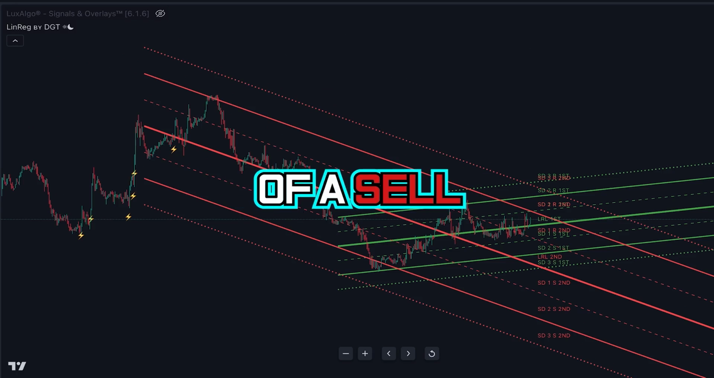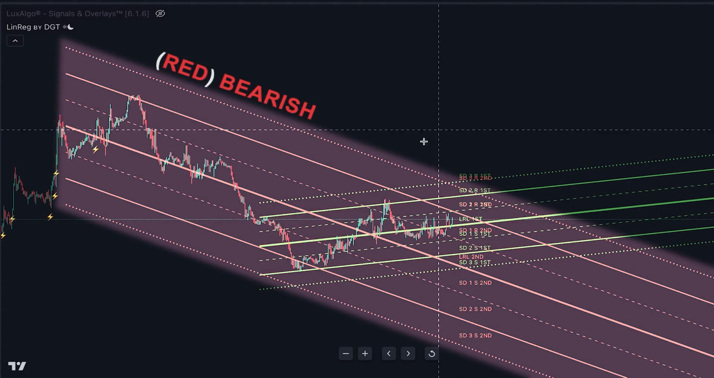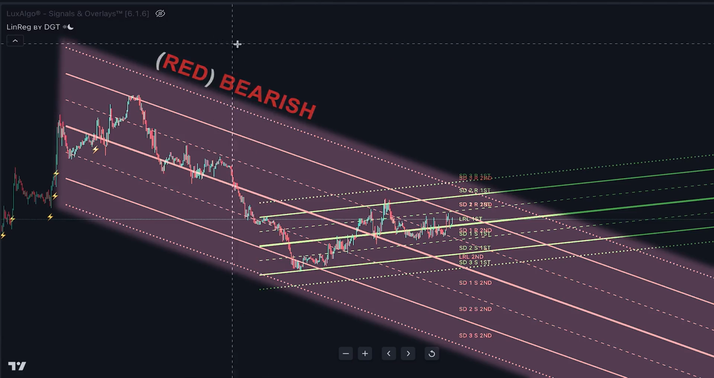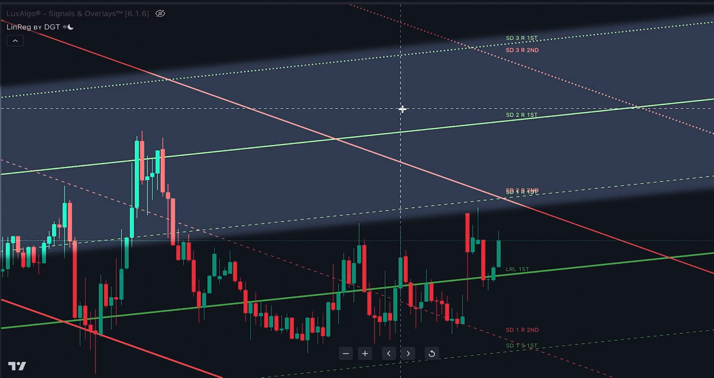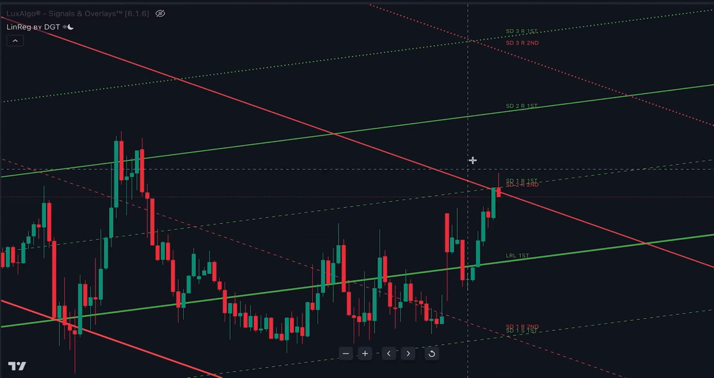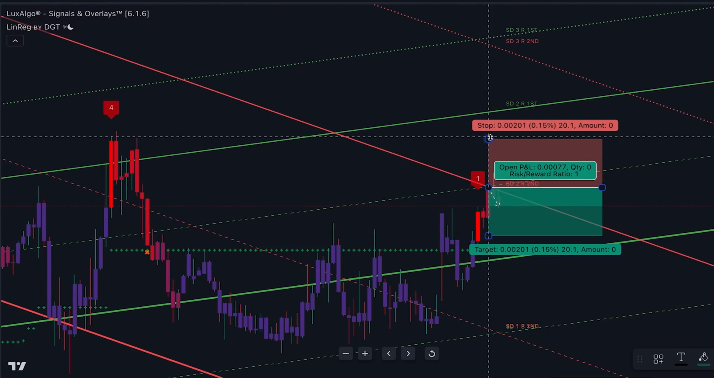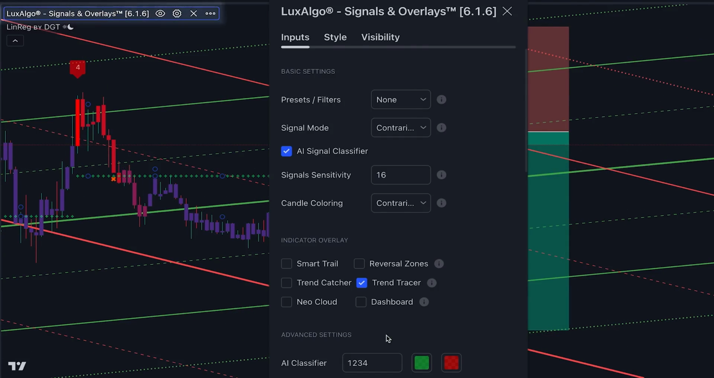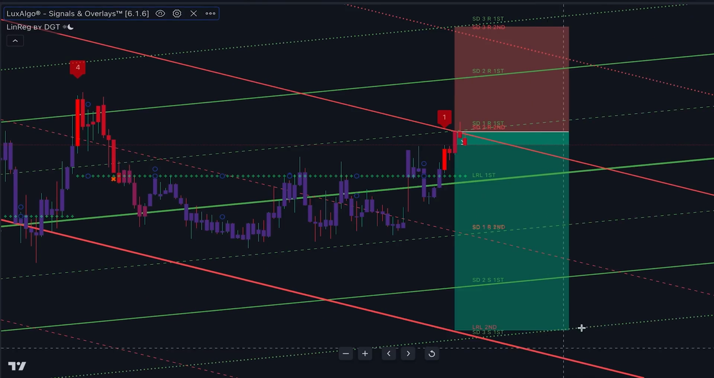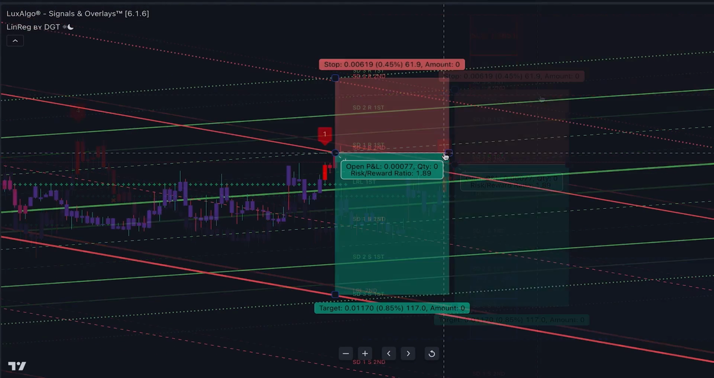Here is an example of a sell trade. First, we want to be trading in the direction of the long-term trend. You can easily identify this by looking at the color or slope of the channel. Next, we want the price to trade into the opposing third standard deviation of the channel. Then we want to wait for a sell signal. If when the signal appears you're outside of the third standard deviation, you can enable the stop loss and take profit feature in the signals and overlays indicator to get stop loss levels based on current volatility.